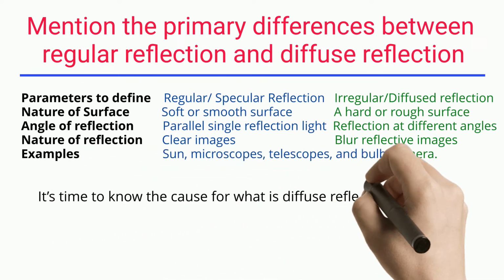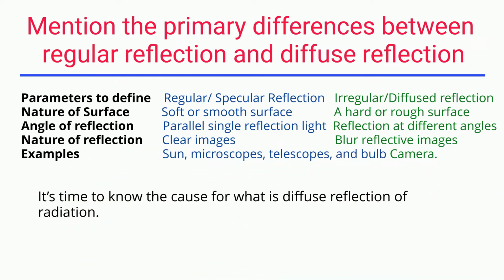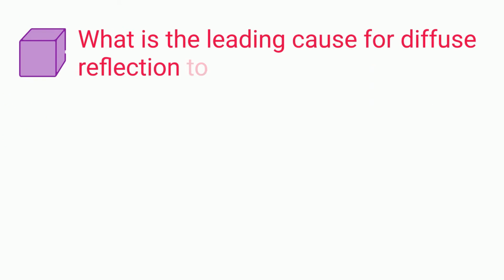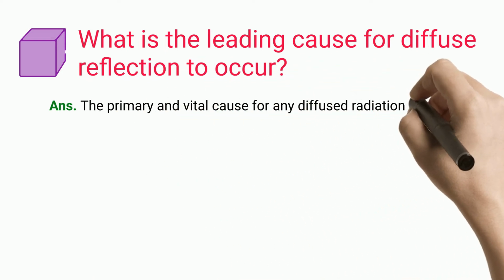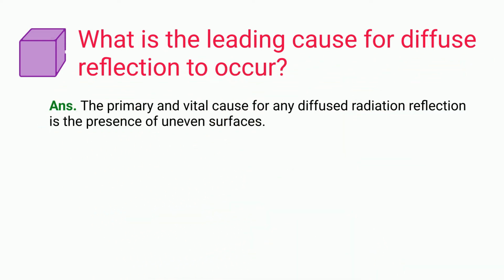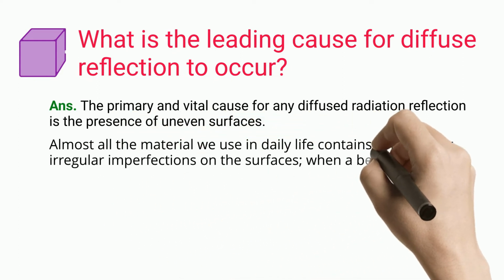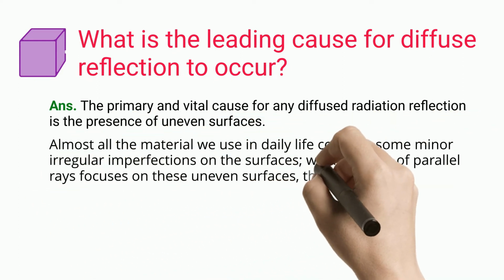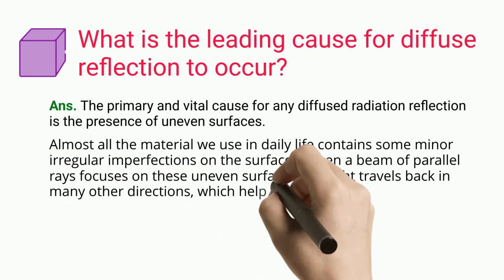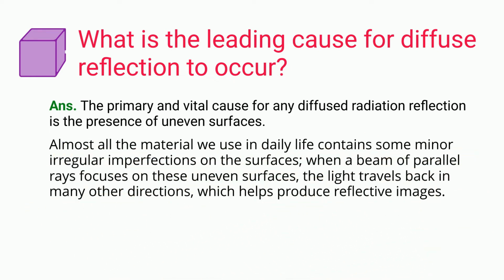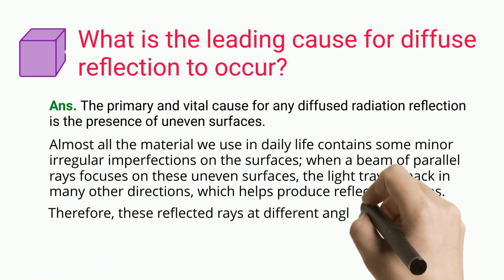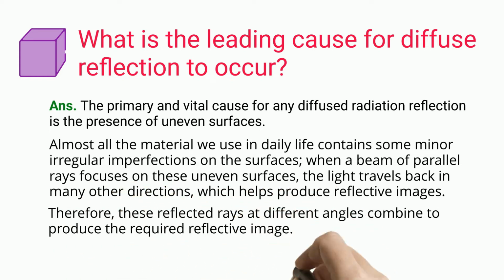It's time to know the cause for what is diffuse reflection of radiation. What is the leading cause for diffuse reflection to occur? The primary and vital cause for any diffused radiation reflection is the presence of uneven surfaces. Almost all the material we use in daily life contains some minor irregular imperfections on the surfaces. When a beam of parallel rays focuses on these uneven surfaces, the light travels back in many other directions, which helps produce reflective images. Therefore, these reflected rays at different angles combine to produce the required reflective image.